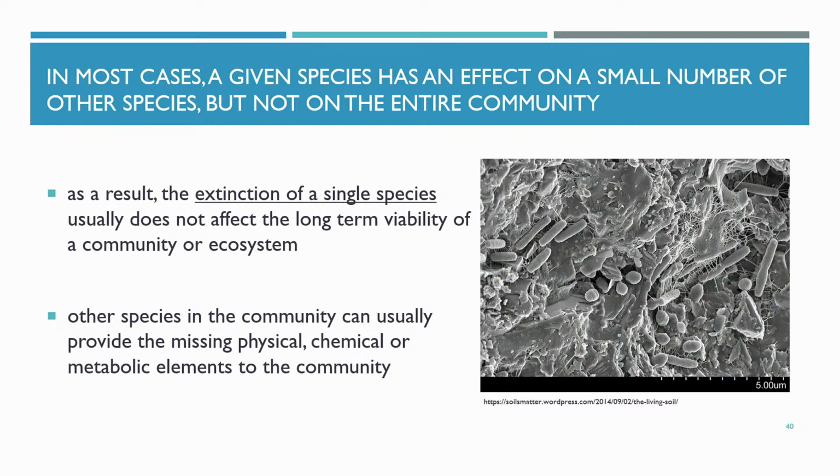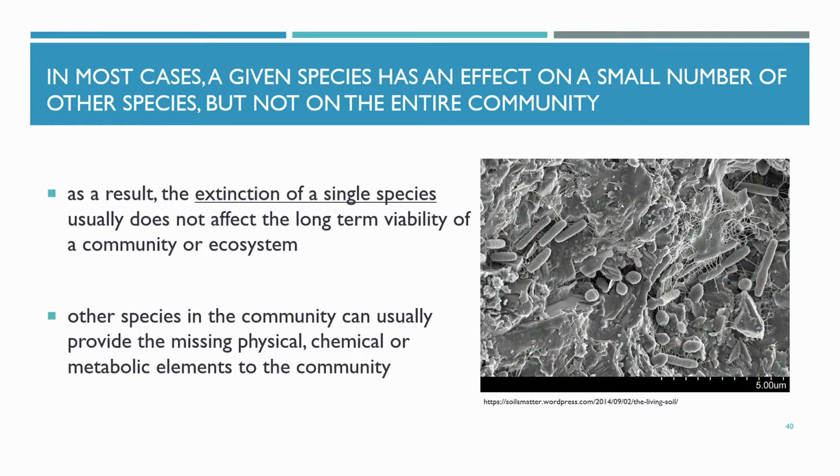In most cases, a given species has an effect on a small number of other species, but not on the entire community. As a result, the extinction of one species usually doesn't affect the long-term viability of the community or ecosystem. All of these microbial interactions, whether it's parasitism or commensalism or any of them, usually involve certain microbes affecting a single species, because they all do different things.